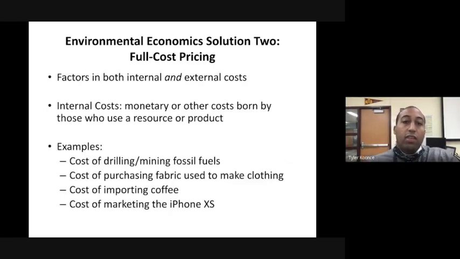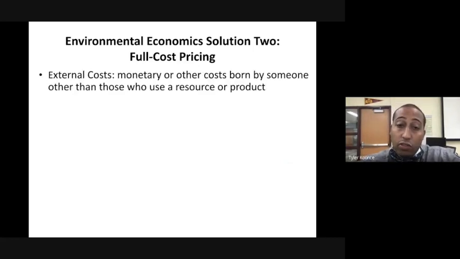With this, you'd be looking at all the things that went into, for example, my phone: the mining of the fossil fuels, the trucks that brought it here, the mining of the precious metals that go into the circuit boards. Every little thing that goes into making this product. Then there are external costs, which are monetary and other costs that are borne by someone other than those who use the resource or product. So not looking at us and what we do with it.